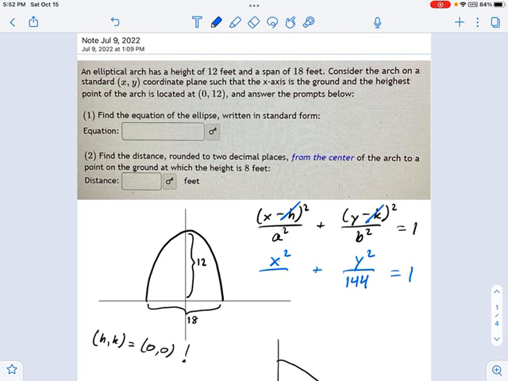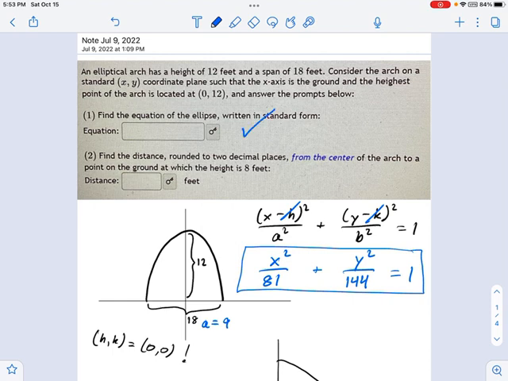Okay. They give you enough that you can find the semi-minor axis, this guy right here. If you remember that 18 is the full distance from covertex to covertex, that means that b is equal to half of that, 9, the distance from the center to a covertex. So 9 squared is 81. Right, so this is my equation. We got that part done.